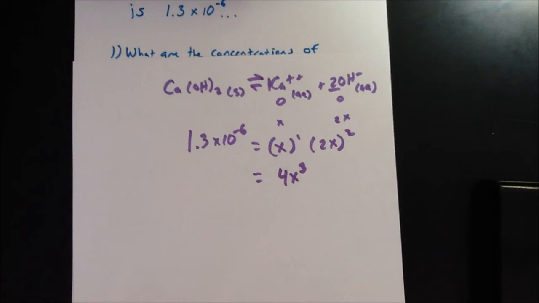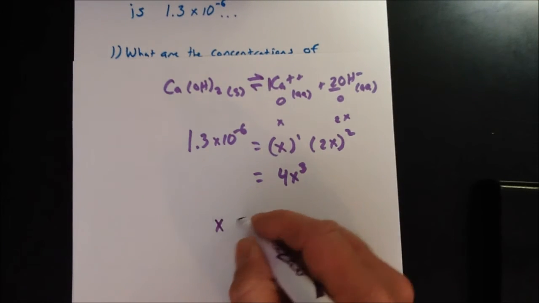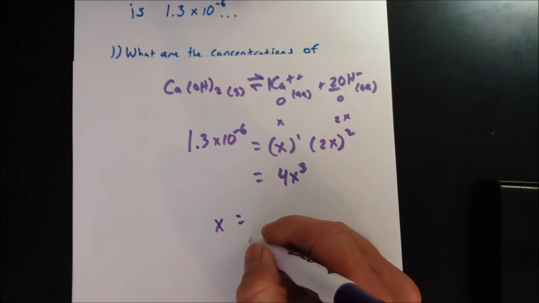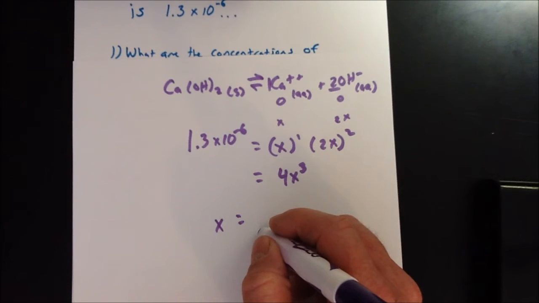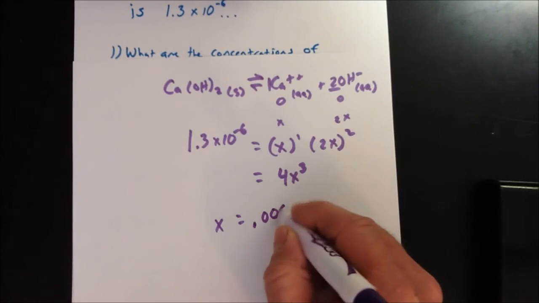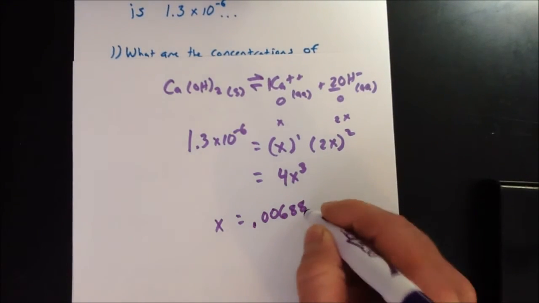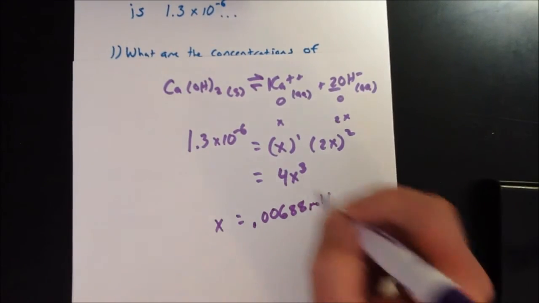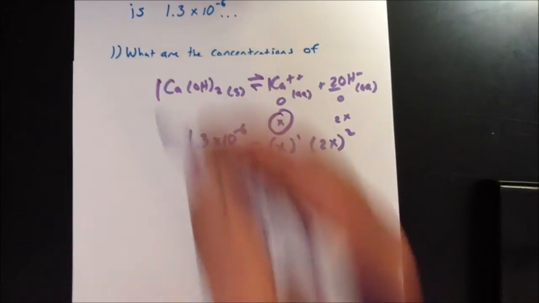1.3 times 10 to the negative 6, divide by 4, take the cubic root of that, and I get that x equals 0.006, I'll go ahead and take an extra place here, 0.00688 moles per liter. Again, that's the molar solubility because 1 and 1.